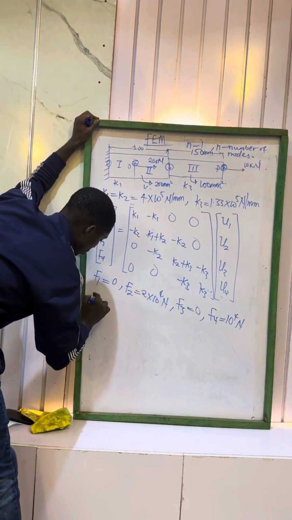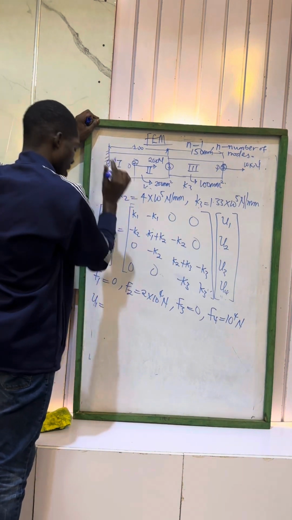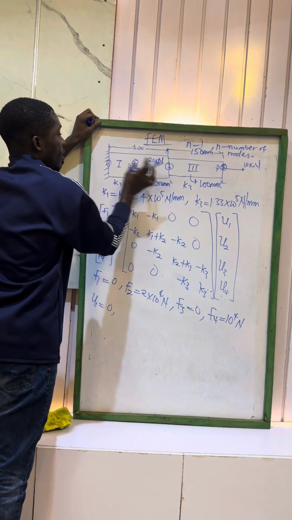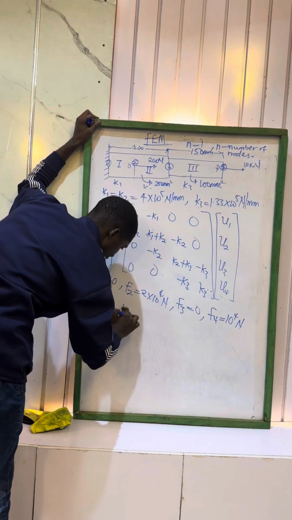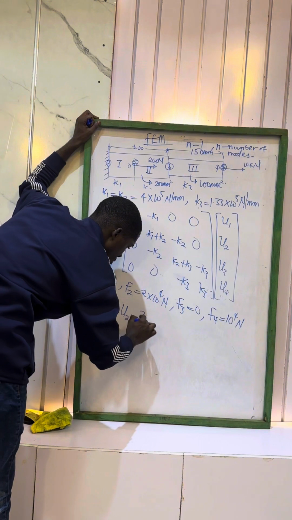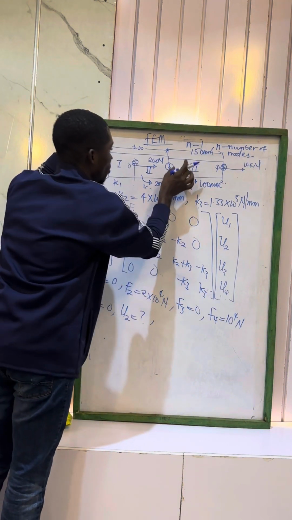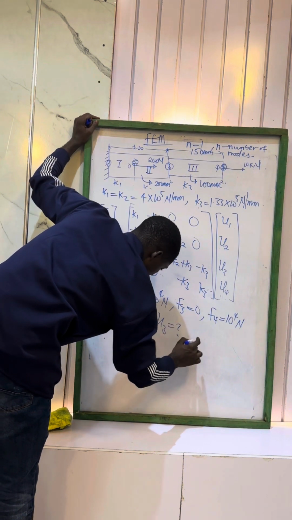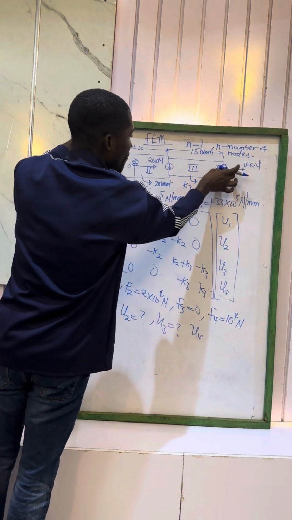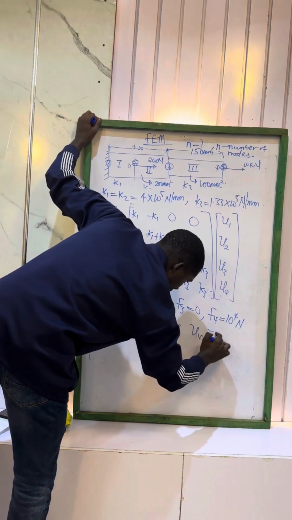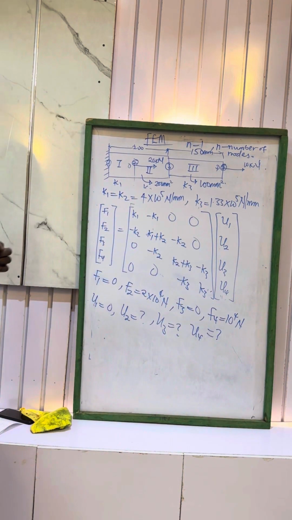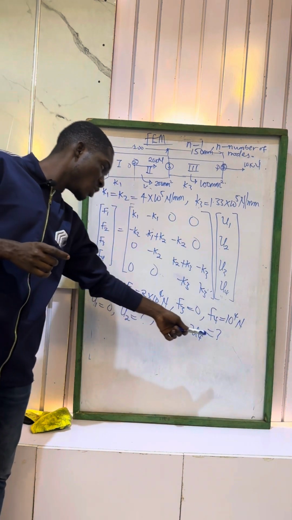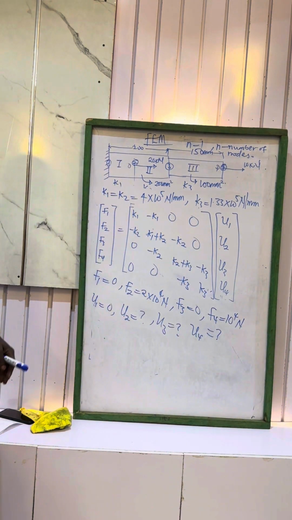Now let us go to the extensions. U1, is there any extension here? No, there's no extension because it is fixed. Now at this point, is there going to be extension? Yes. So U2, there's going to be extension, but we don't know it. U3, there's going to be extension because it's going to expand as well. We don't know. And for U4, it is not fixed, therefore there's going to be extension. So we don't know U2, U3, U4, and that is what we are solving for.